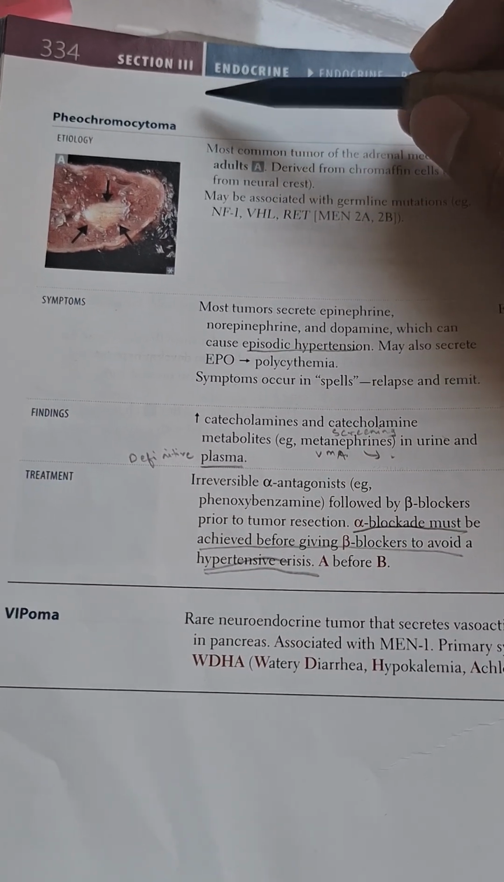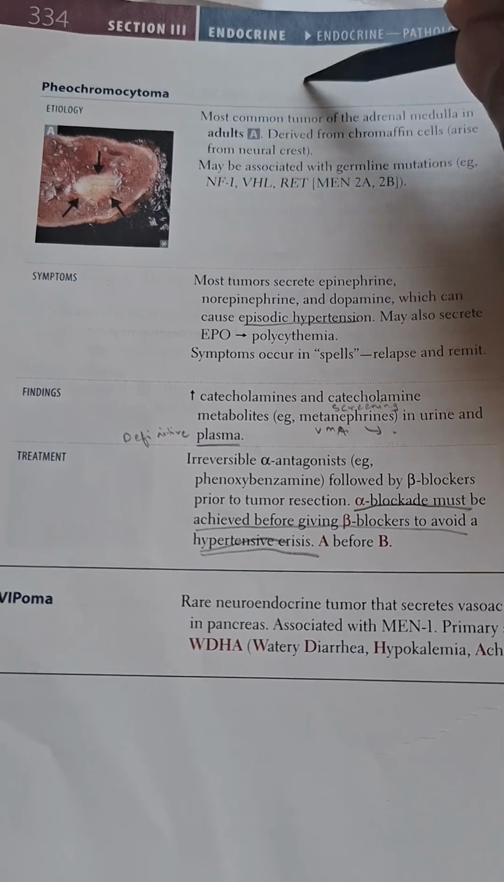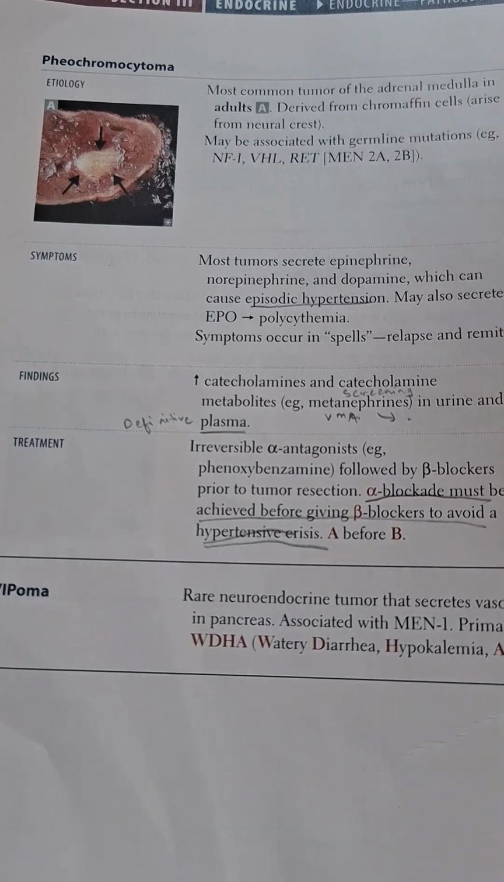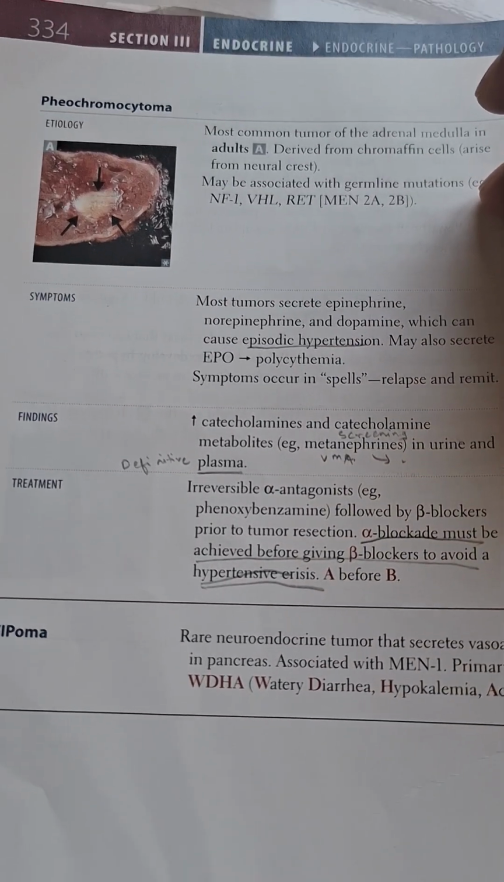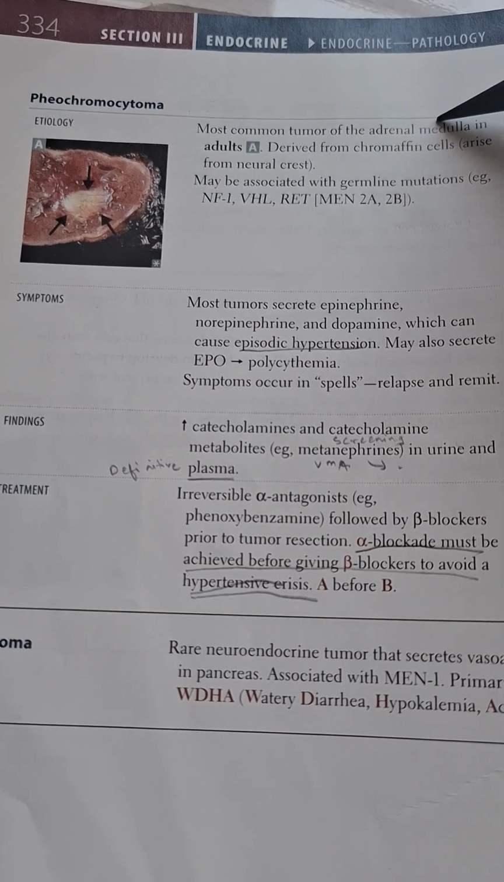Pheochromocytoma is one of the most important topics. Usually they ask you on the basis of the difference between pheochromocytoma and carcinoid tumors. So first we will see pheochromocytoma. What you need to remember is it is found in the adrenal medulla in adults.